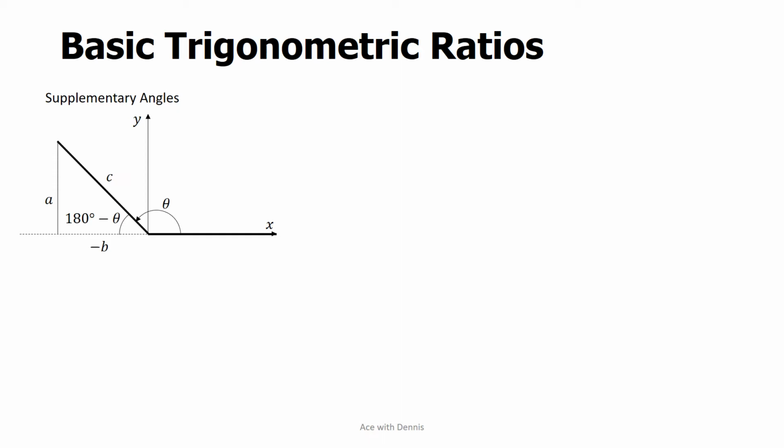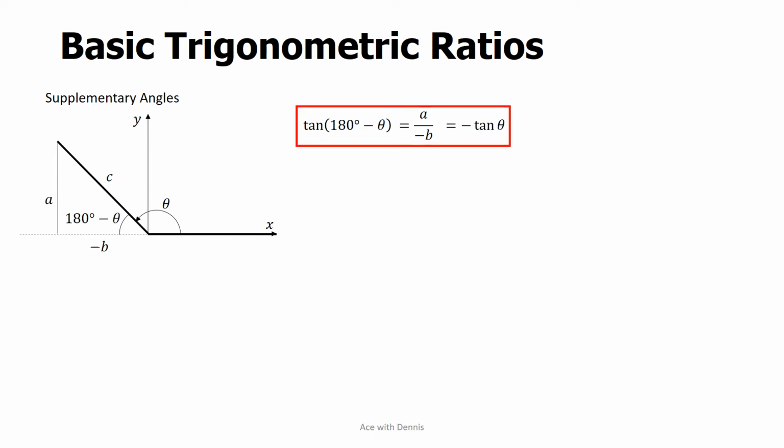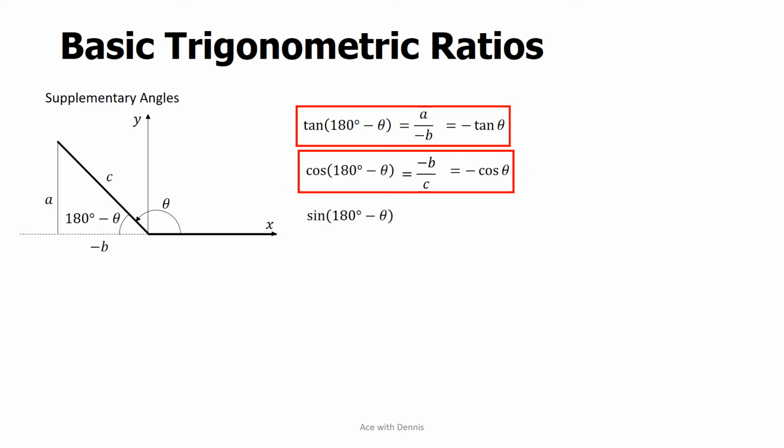By applying TOA (SOH CAH TOA), for tangent 180 degrees minus theta, it equals A over negative B, which is equal to negative tangent theta. For cosine 180 degrees minus theta, it equals negative B over C, and it equals negative cosine theta. For sine 180 degrees minus theta, it equals A over C, which also equals sine theta.